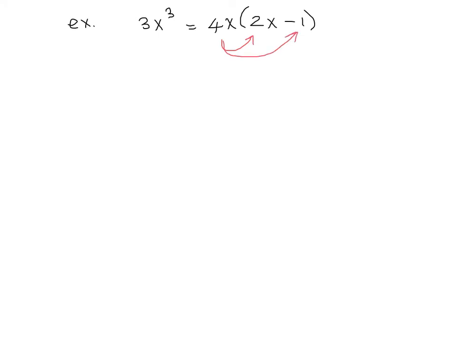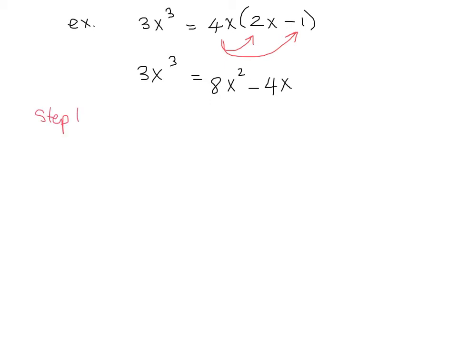So we're going to distribute this here, and we get the left side the same, 3x to the third, equal 4x times 2x gives us 8x squared, and 4x times negative 1 gives us minus 4x. All right, so now that we've prepped our equation, we can start with step 1.